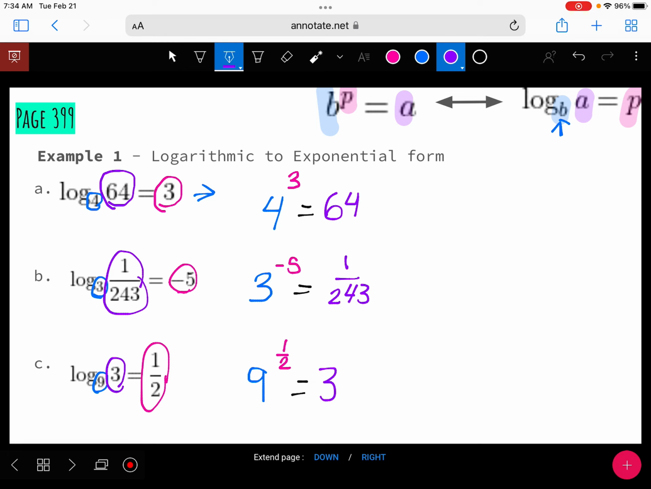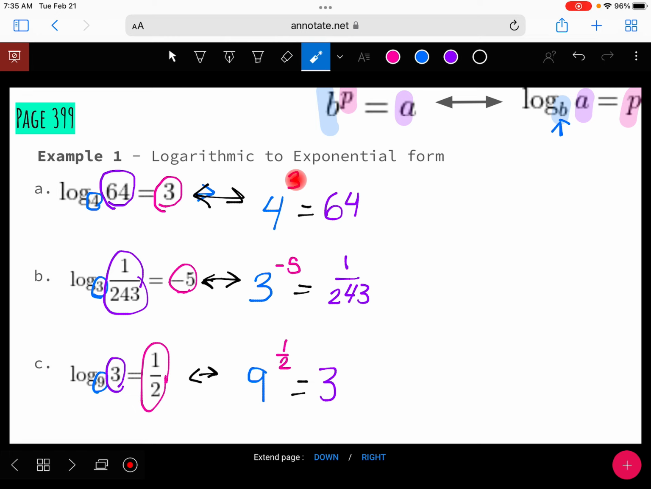They mean the same thing. These are equivalent. These are equivalent. These are equivalent. They mean the same thing. They just look weird, and we use them for different reasons. This side lets us solve for the exponent. This one doesn't. If we didn't know what this exponent was, 4 to the x equals 64, we'd be guessing and checking. Heaven forbid, what if it's a decimal?